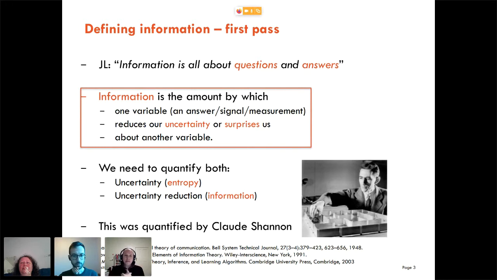Suffice to say, I just wanted to highlight that information, we define it by the amount by which one variable, be that an answer to a question, a signal or a measurement, particularly in brain imaging data, reduces our uncertainty or surprises us about another variable. So information theory, information is always about what one variable tells us about another, specifically in terms of how much it reduces our surprise. So to do this, we need to quantify both uncertainty, which we do using the fundamental quantity, the entropy, as well as uncertainty reduction, and that's what information is.